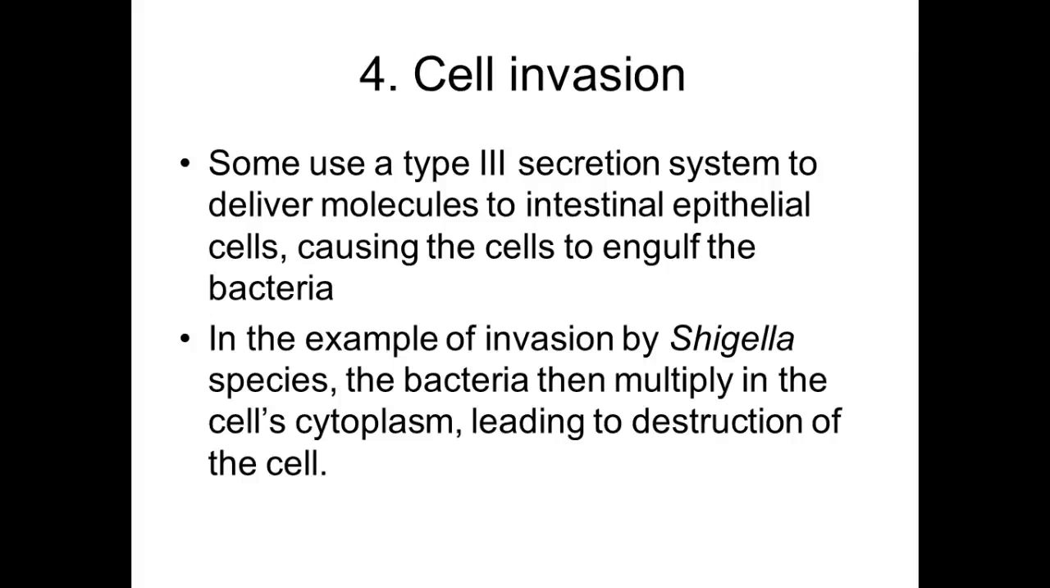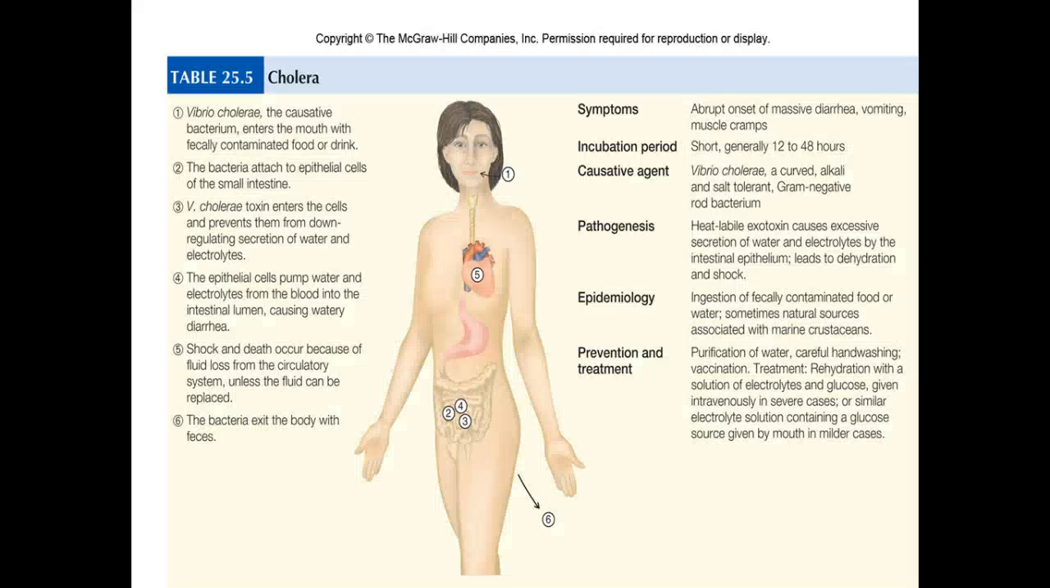Then some of them will invade right into our cells. So in addition, some of the type 3 secretion systems, when they secrete stuff into our cells, cause changes that cause our cells to engulf the bacteria. Remember, usually only phagocytic cells are going to do this, right? They're actually purposely causing our cells to engulf them. And so Shigella species do this, and the bacteria then are able to multiply inside that cell cytoplasm, leading, of course, to destruction of that cell. It becomes intracellular in that case.